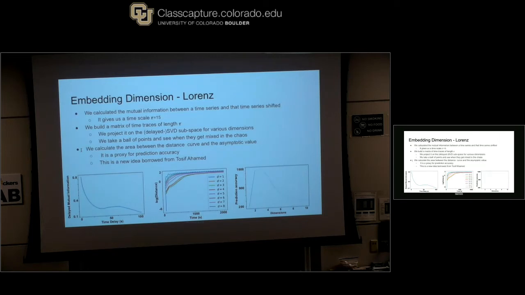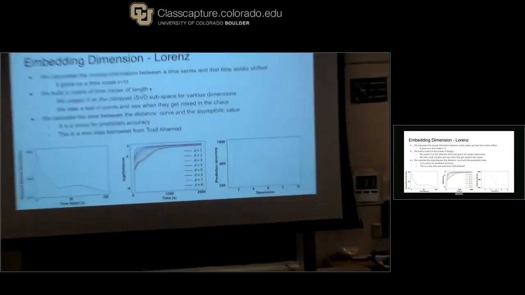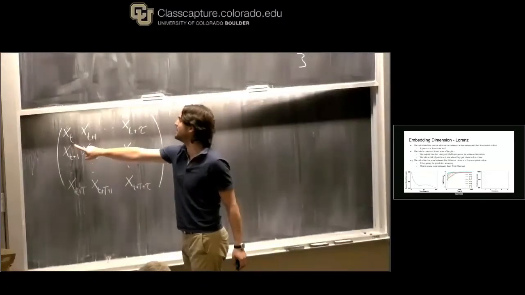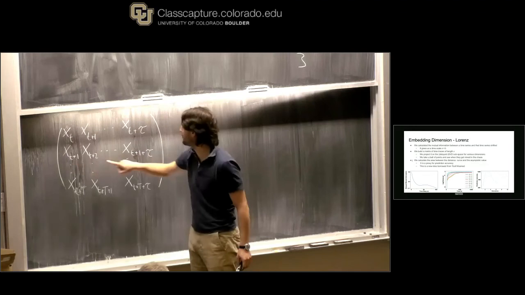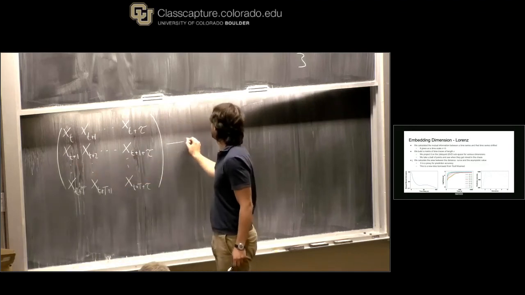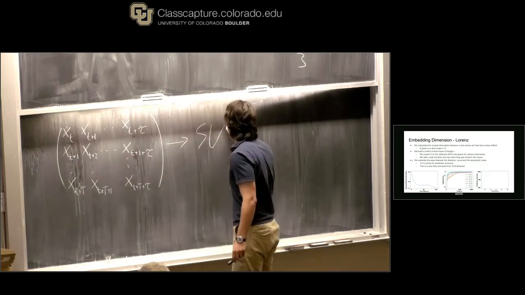So in our method, what we do is that we calculate the mutual information, and it's plotted there. And from this plot, we can say that, okay, for the Lorentz system, around 15 is a good threshold. And then we build a matrix like this with all the various time traces. So the time t, t plus 1, t plus tau, and then we go down and we shift it by 1, and we do it again. And from this matrix, we do the SVD.